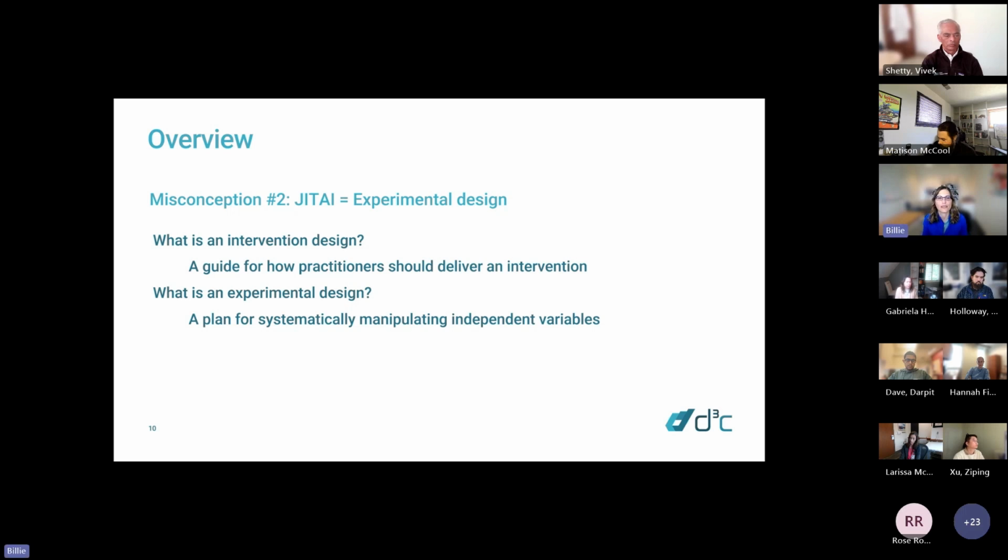An intervention design means what procedures, what guidelines they should follow in practice when they implement the intervention. So what's an experimental design? Experimental design is the answer to the question, how should we, investigators, systematically manipulate independent variables so we can answer scientific questions that we're interested in? In experimental designs, we have randomizations. Why? Because we want to be able to answer causal questions. That's why we randomize. In an intervention design, we have no randomizations because the goal is not to answer causal questions. Actually, the goal is not to answer questions at all. The goal is just to guide the delivery of interventions in practice.